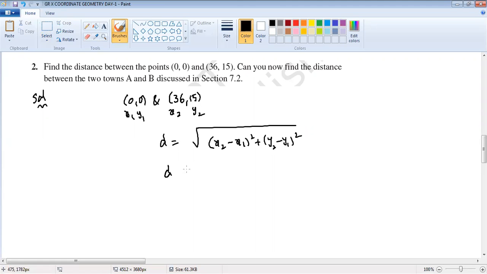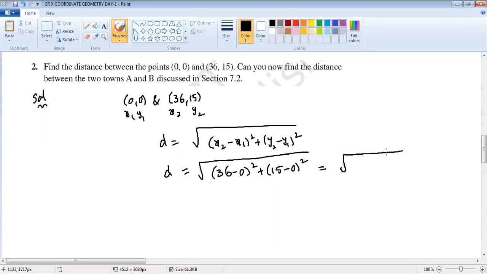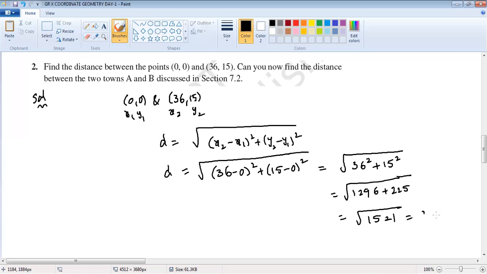We have to apply it. So x2 minus x1: 36 minus 0 whole square, then 15 minus 0 whole square. So 36 minus 0 is 36, so 36 square, then 15 square. 36 square is 1296, plus 225. Now the square root of 1296 plus 225 is nothing but root 1521, which is 39 units.